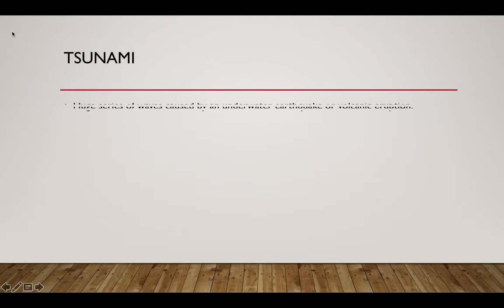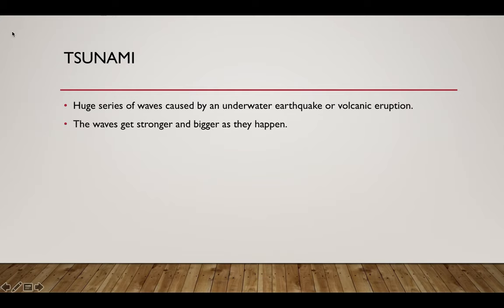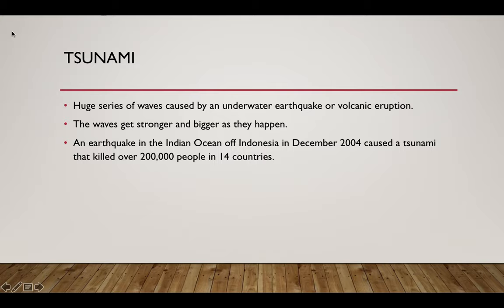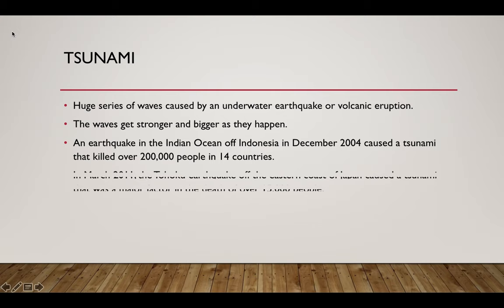A tsunami. It's a huge series of waves caused by an underwater earthquake or volcanic eruption. The waves get stronger and bigger as they happen. An earthquake in the Indian Ocean off of Indonesia in December of 2004 caused a tsunami that killed over 200,000 people in 14 countries. In March 2011, the Tohoku earthquake off the east coast of Japan caused a tsunami that was a major factor in the death of over 15,000 people.